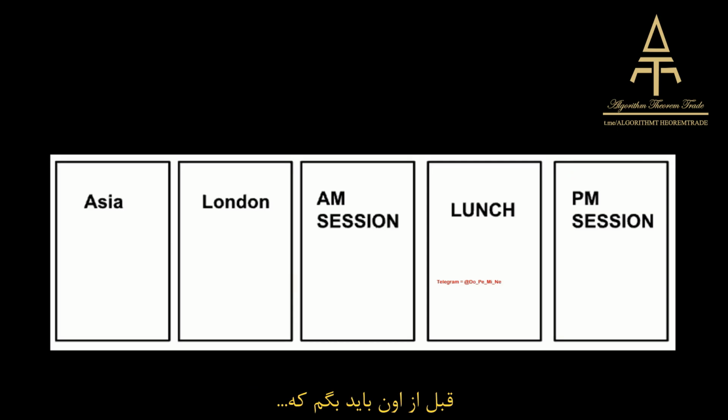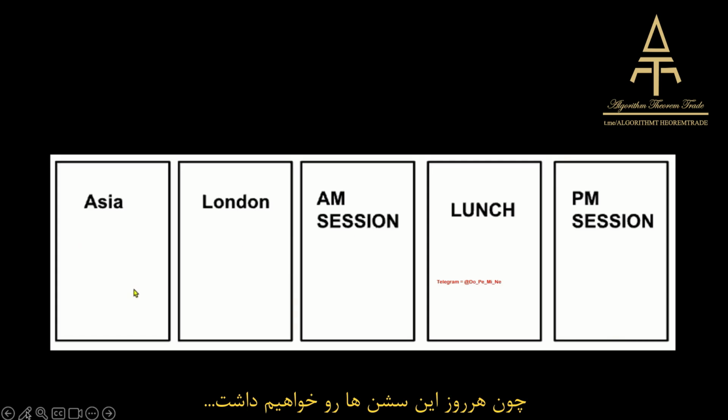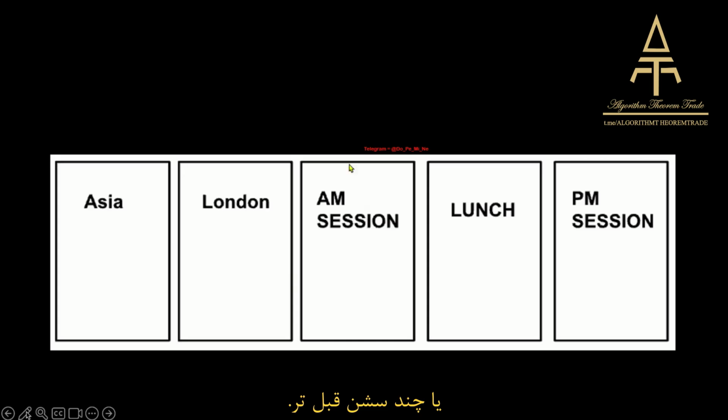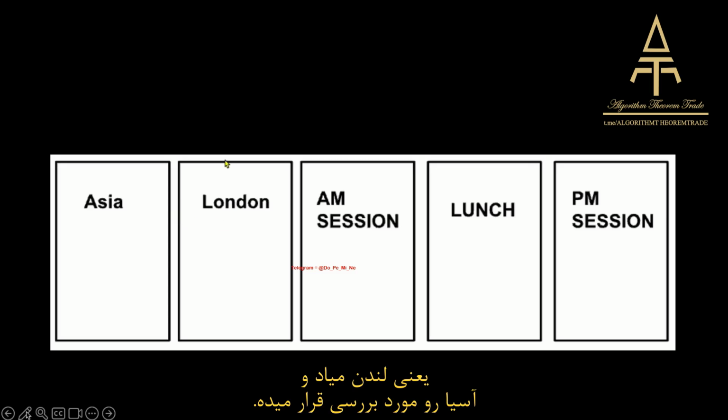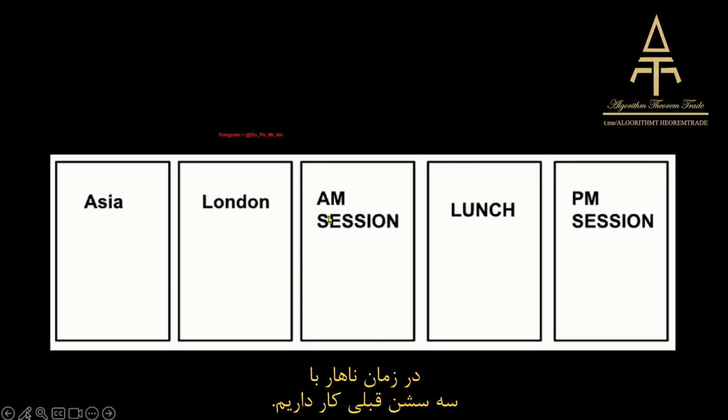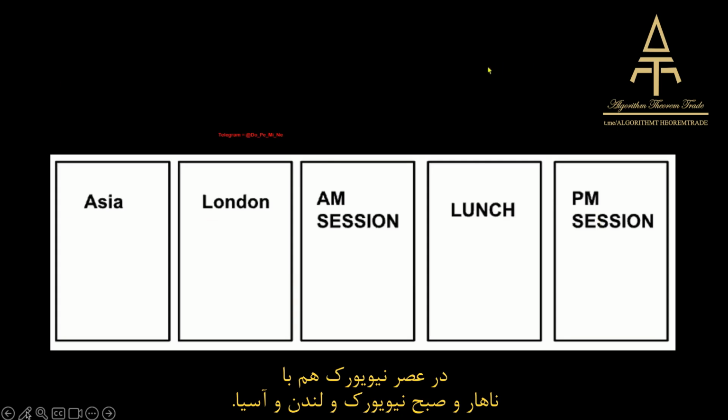I will now share what liquidity pools are relevant during each session. But before I do that, I will tell you the following. Because we have these sessions on our charts every single day, we must understand that each session refers to the previous session or to the previous sessions. So that means that London refers to Asia. The AM session refers to London and Asia. The lunch session refers to the AM session, London and Asia session. The PM session refers to lunch, AM session, London and Asia.